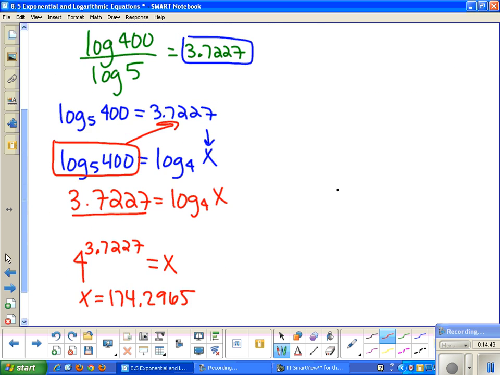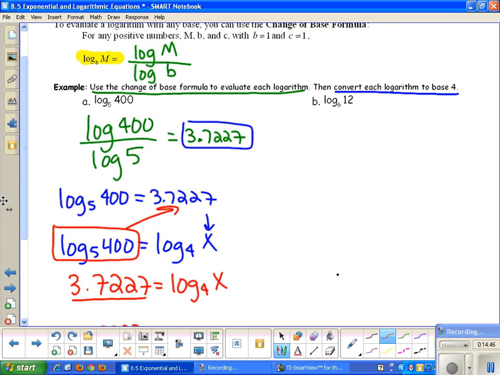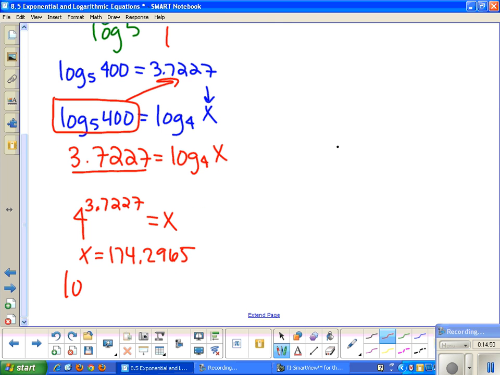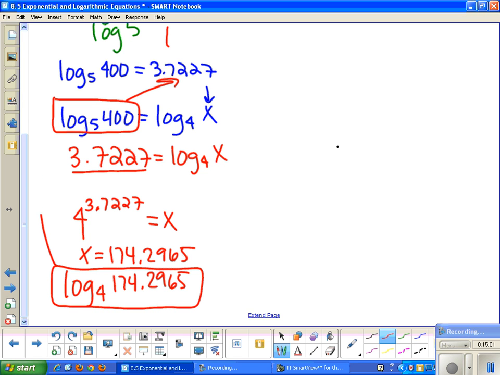So I want to write this in logarithmic form. So this would be, and I'll just write it down here, the log base 4 of 174.2965 would be my second answer, because this is equal to the log base 5 of 400. Now it's just the log of base 4. And if you do the log of 174.2965 divided by the log of 4, you should be equal to this number. So it's an easy way to check your answer.